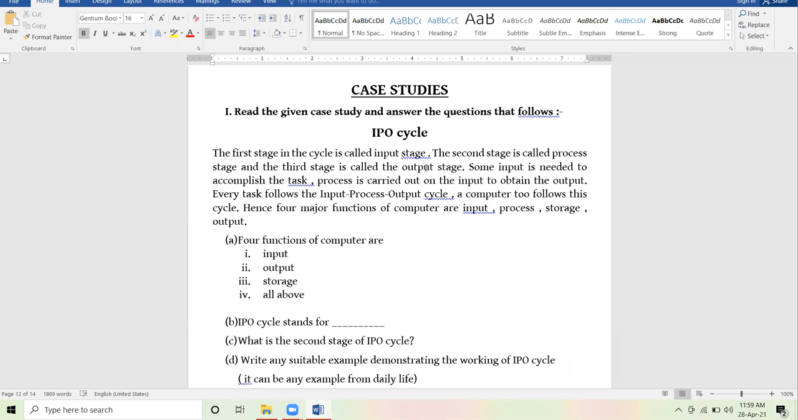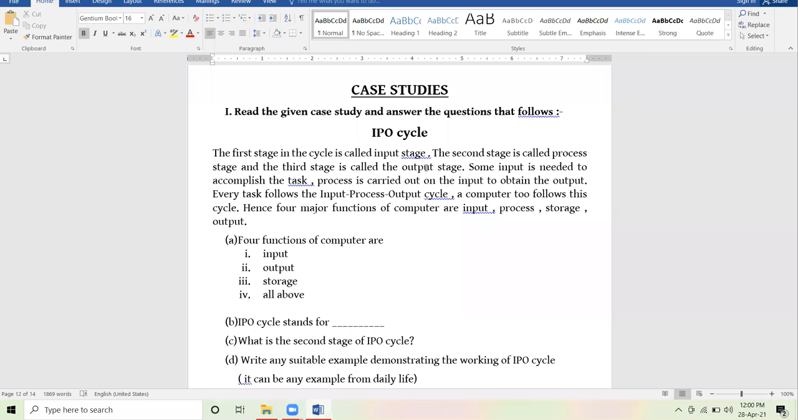Shall I start, beta? All right. So let us read the paragraph first. You also have to read. The first stage in the cycle is called input stage. The second stage is called process stage. And the third stage is called the output stage. Some input is needed to accomplish the task. Process is carried out on the input to obtain the output. Every task follows the IPO cycle. A computer too follows this cycle. Hence, four major functions of computer are input, process, storage, and output.